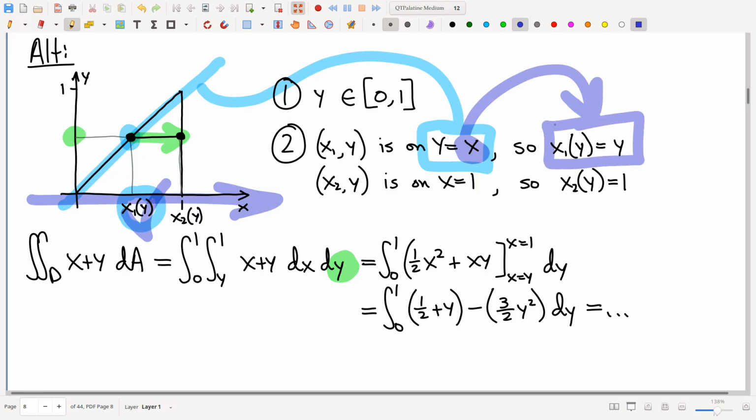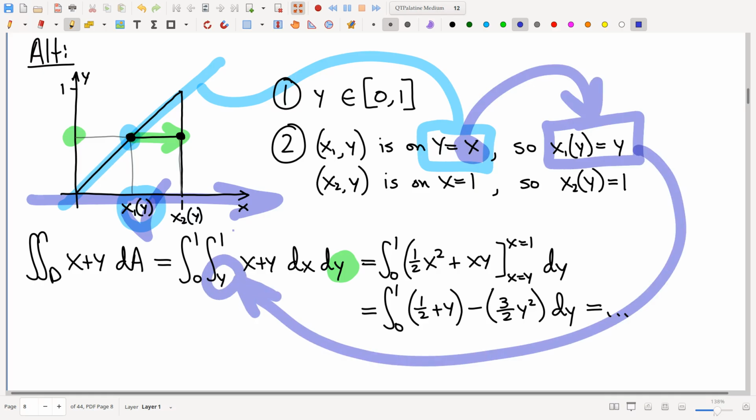Not y as a function of x. I need x as a function of y. And so my lower bound is y, not x. Everybody follow that? Everybody's happy? Easy to mess that up. So many students get down to the point where they say y equals x, and I'm like, cool, x, right? And that's just wrong.